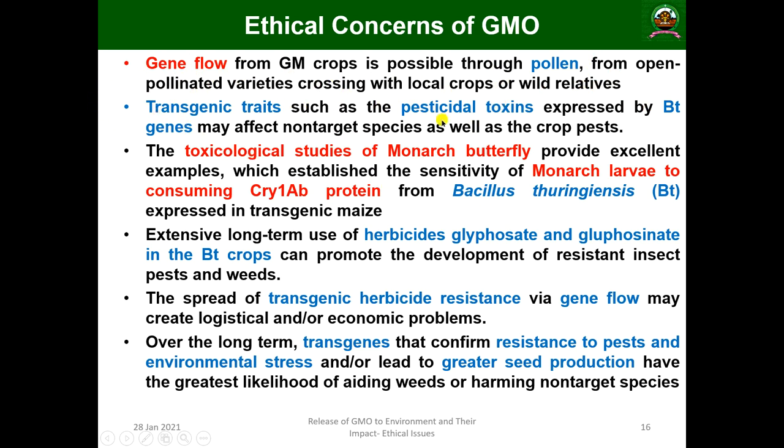The transgenic traits such as pesticidal toxin, such as BT toxin, that particular toxin is a pesticidal toxin, able to create a pesticidal impact, and they can kill the insects, and they affect the non-target organism. For example, we wanted to kill a particular insect, but unfortunately it will go and create problems in some organisms that have an environmental role, that are beneficial for the ecosystem. So that is the non-target crop pest.